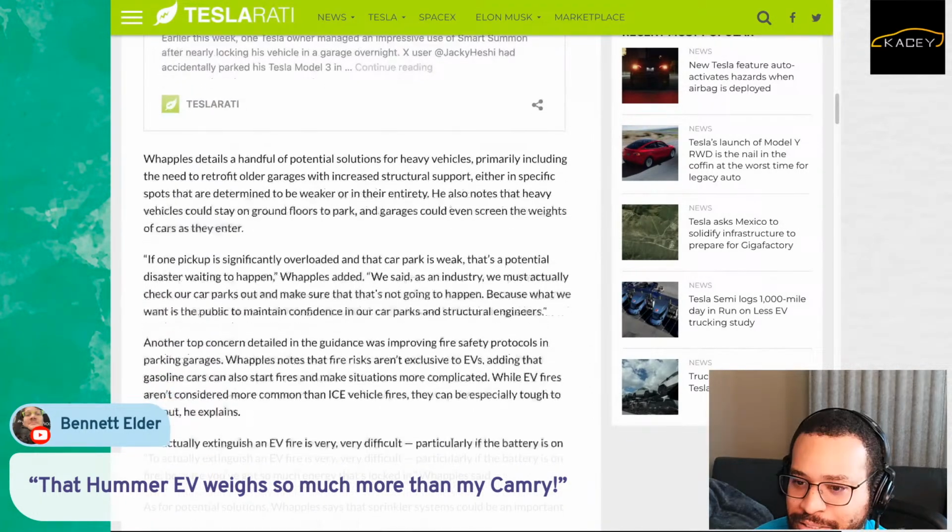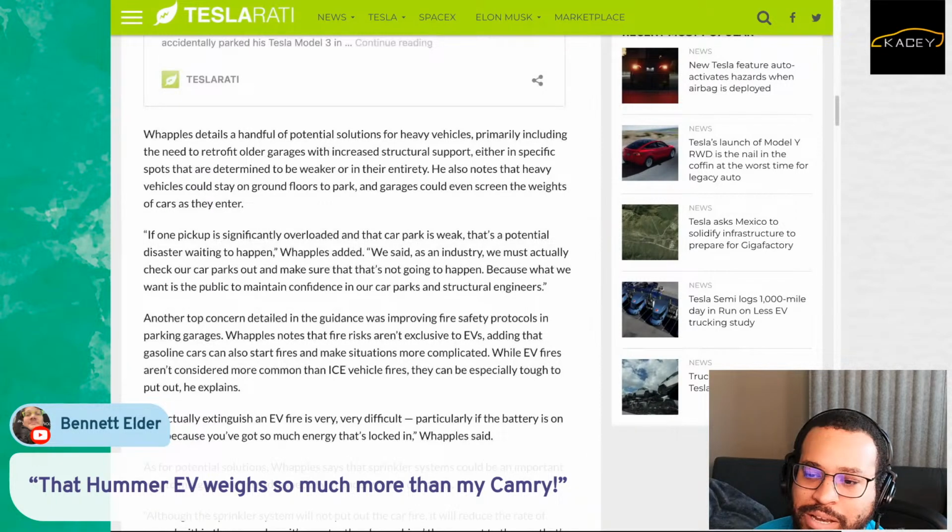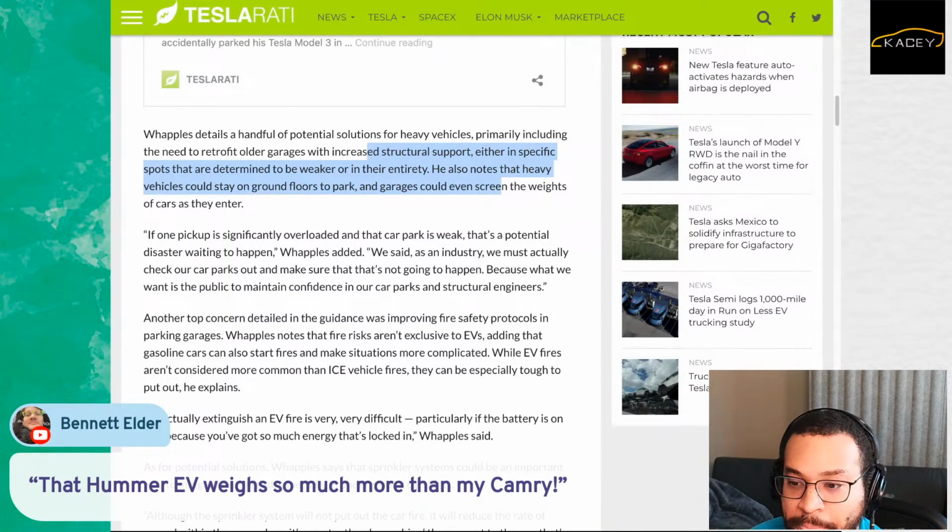Solution: a handful of potential solutions for heavy vehicles primarily include the need to retrofit older garages with increased structural support, either in specific spots that are determined to be weaker or in their entirety. He also notes that heavy vehicles could stay on ground floors to park, and garages could even screen the weights of cars as they enter.